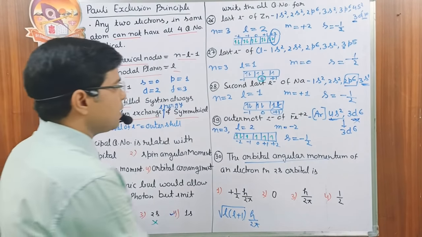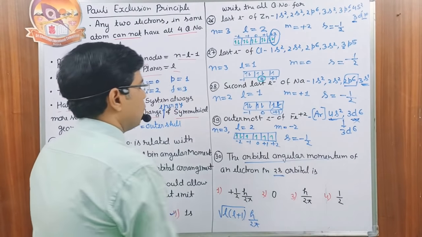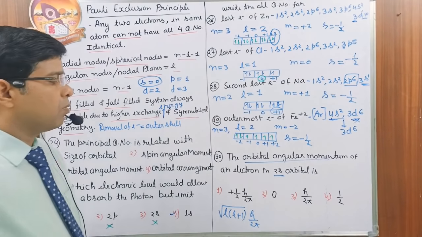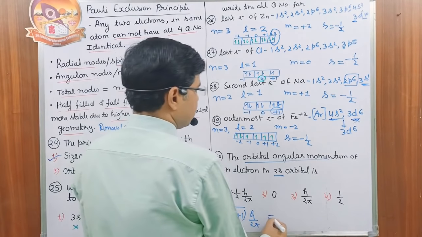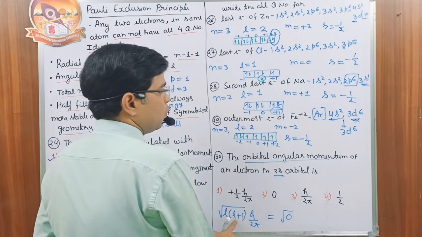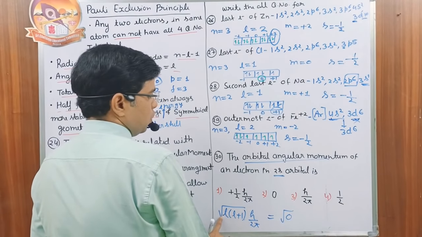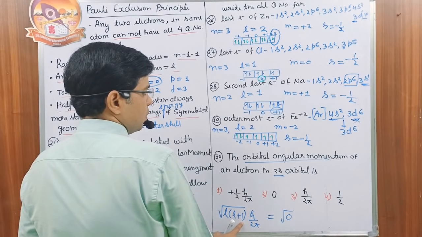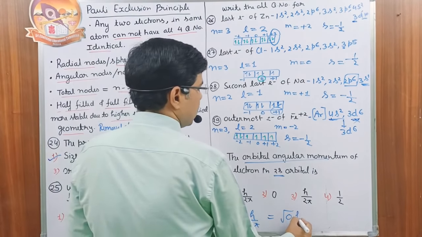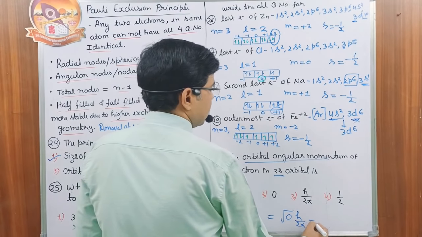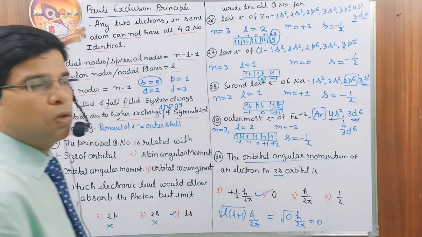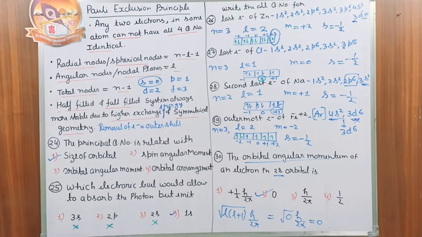Then for the s orbital, the value of the azimuthal quantum number is 0. So what we have? Under root 0 into 0 plus 1, 0 plus 1 is 1, 1 into 0, 0 under root, h upon 2 pi. What is that? That is also equal to 0. So the correct answer of this question is option number 2.